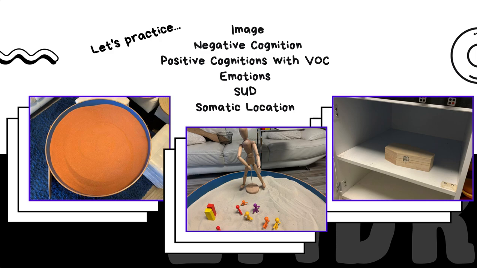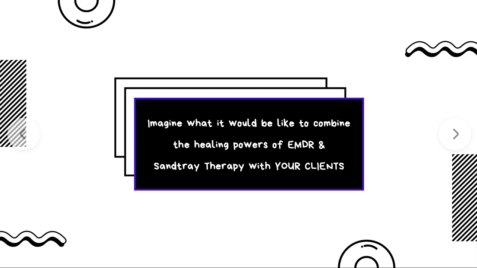And when they tell you about it, it's like, my grandfather was burnt up in an oven, and it just seems horrible that he had to go through that. So you would go through all of those pieces, the negative cognition, positive cognition with the VOC, the emotions, the SUD, the somatic location. Even though it's not in the sand tray, it is right there, and it is a target. So sometimes things go differently than you planned, right?